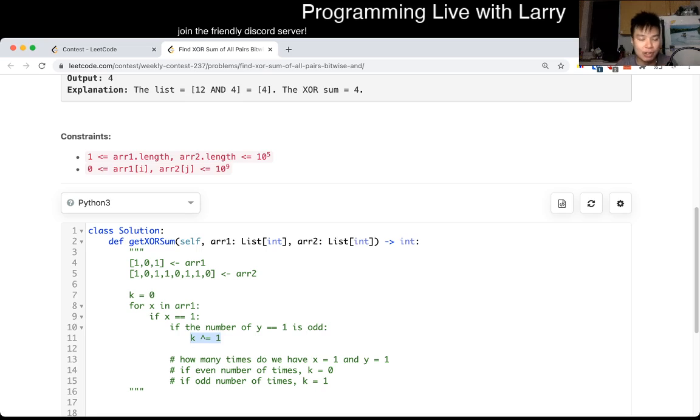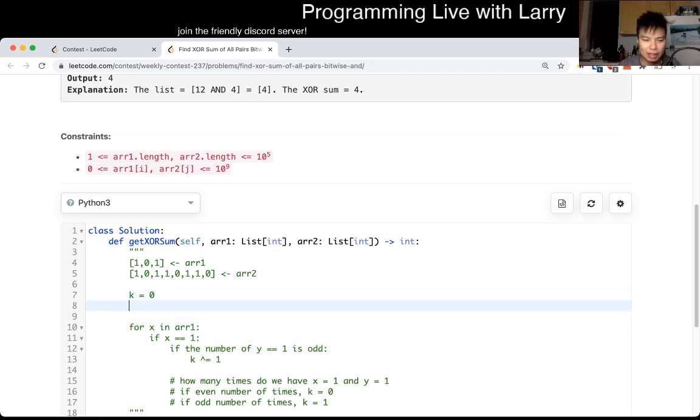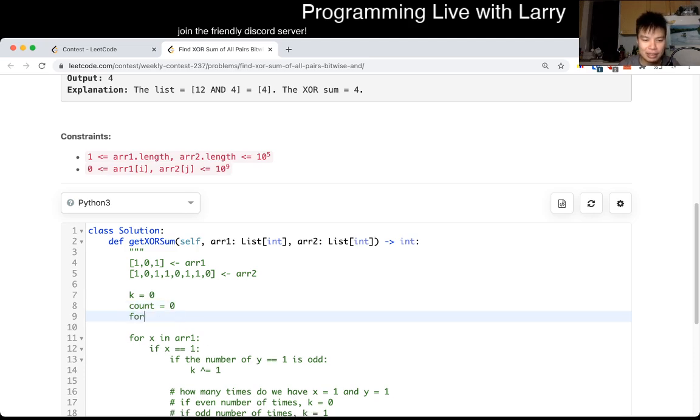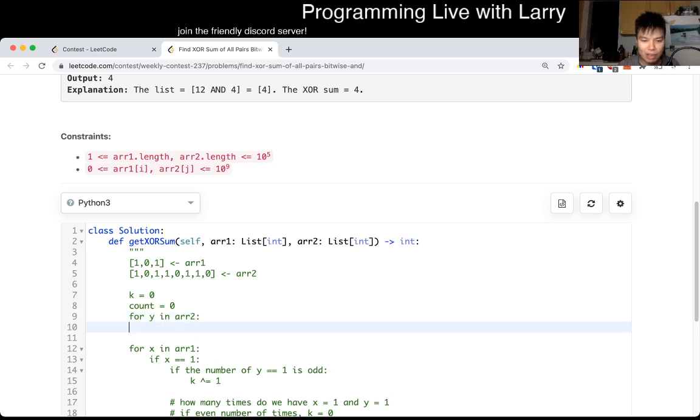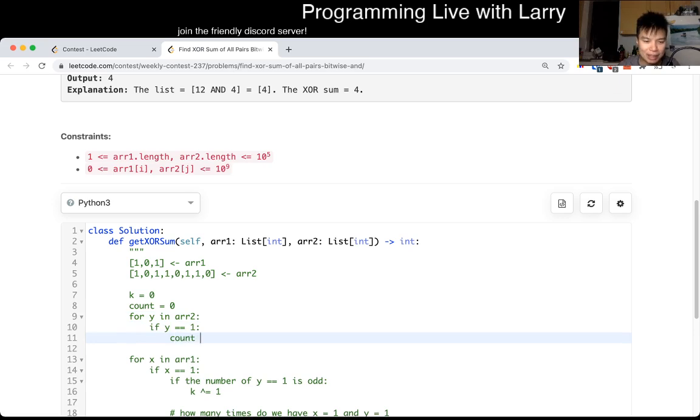So now you ask yourself, can we, in a way, cache or save the number of calculations for this, right? And the answer is, of course, if you're looking here, yes. Then we just have a count, let's say count is equal to 0, for y in R2. If y is equal to 1, we increment count by 1, and then now this becomes easier, right?